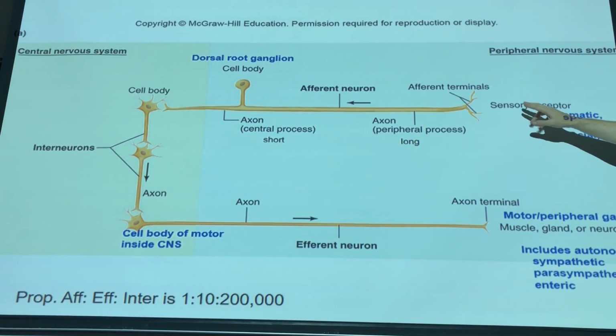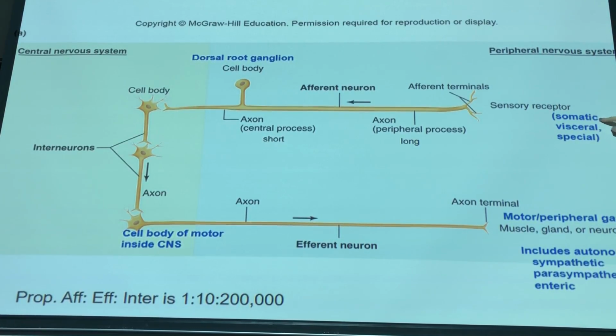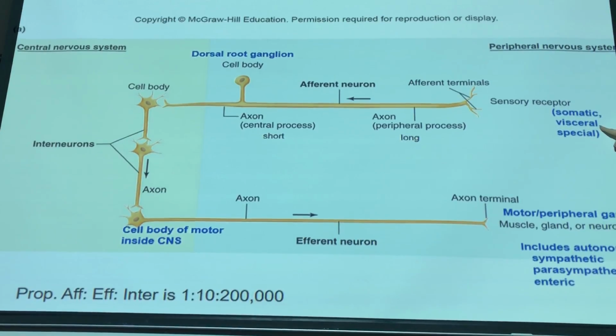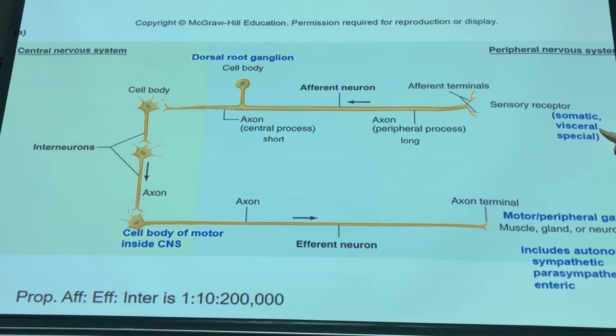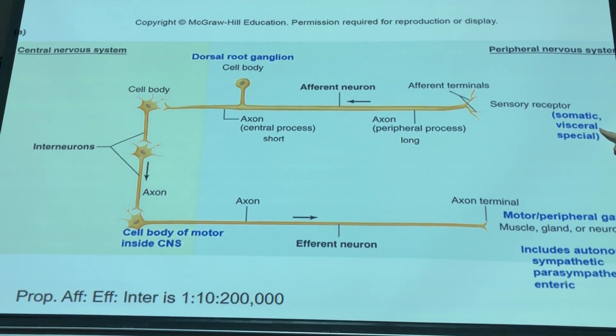So you would have a sensory receptor over here. It could be somatic, which is in the musculoskeletal system or in the nerves or skin. It could be visceral, sensory receptors in the internal organs, such as ones that give you a stomach ache when you eat too much, or that feeling of bloating or distension that we can feel in our digestive tract.